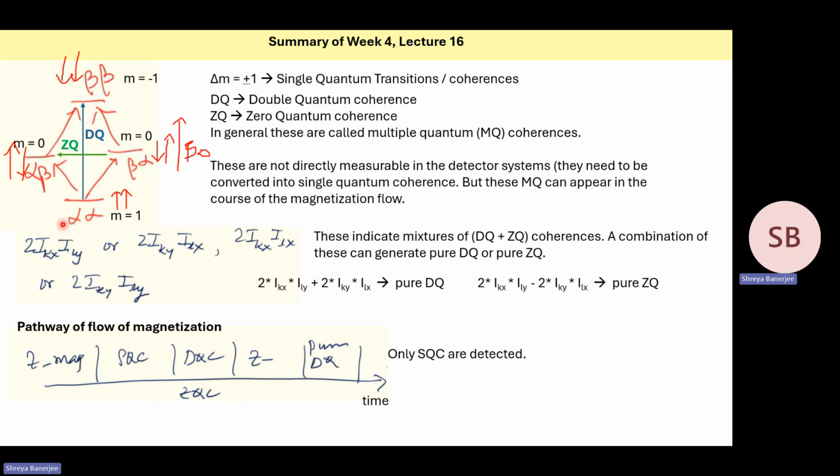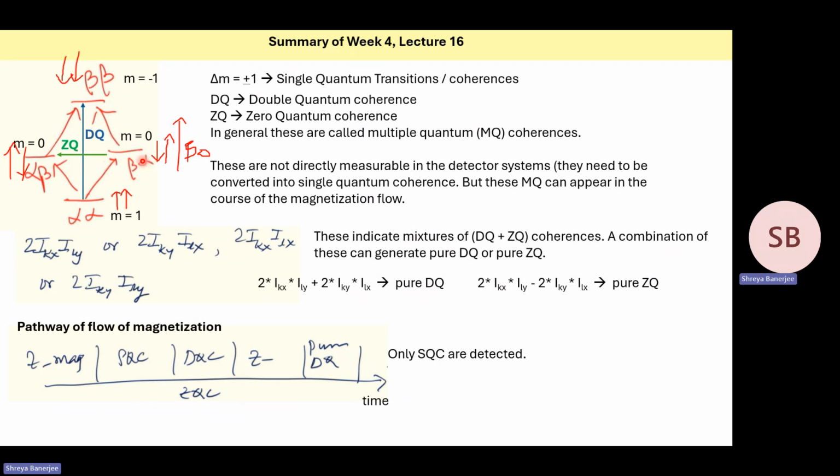So the allowed transitions are shown here in the red arrows, where M can go from 1 to 0, or it can go from 0 to minus 1. So there are only 4 allowed transitions shown by the 4 red arrows.